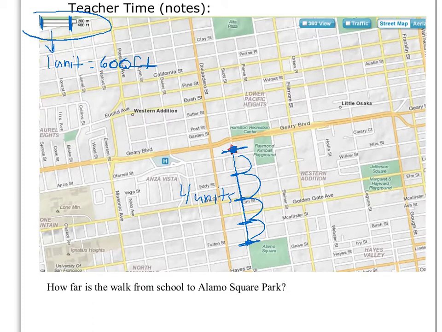But obviously, this doesn't give us a whole lot of good information for the real world because, hey, I'm 4 units away. All right, so what's a unit? 4 steps. Hey, I'm at Alamo Square Park. I'm 4 units away, right? No, so we've got to figure out what that really means. So we can use the scale to help determine what that really means. This is our rate right here.